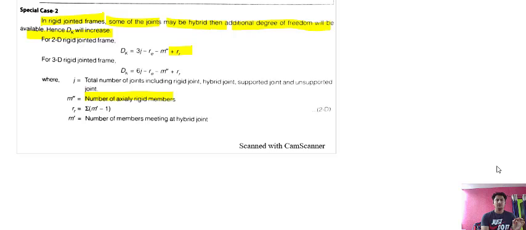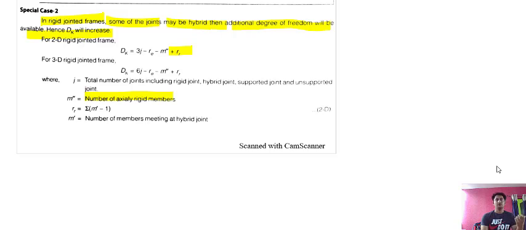Okay, so the formula for the 2D case will be 3j minus Re minus m'', that is axially rigid members, plus Rr, by which Dk is increased. Rr is the number of released reactions, that is, reactions produced by the internal hinges or hybrid joints. Okay, so this is the special case, and this is all about the degree of kinematic indeterminacy.